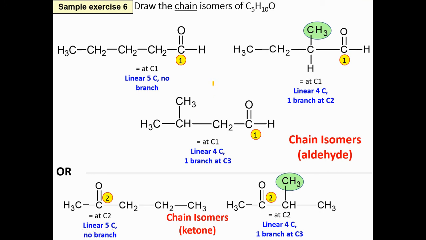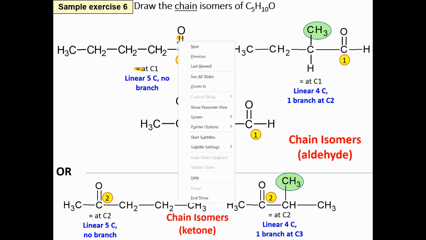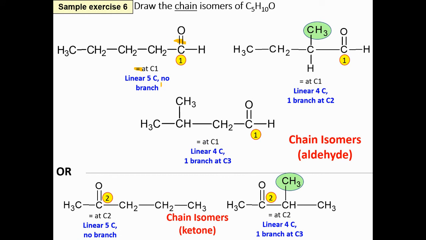I just want to clarify how to read them. For example, this one is not the sign of equals to. This is the sign of double bond. The double bond O here, so double bond O is at carbon number 1. Then linear means here 5 carbon, 1, 2, 3, 4, 5, no branch. If here I write 4 linear, 1, 2, 3, 4, one branch at carbon number 2. This is carbon number 2.